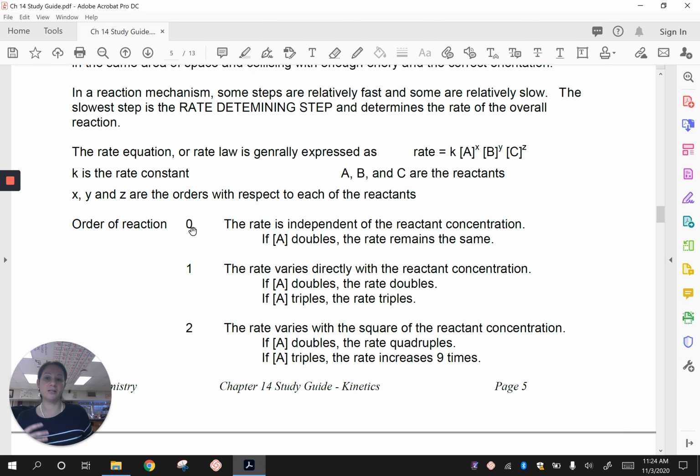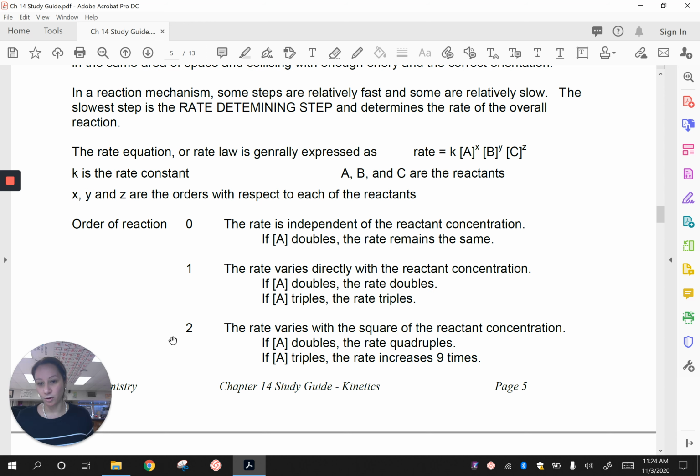And remember we said that power, the order, represents the dependency of the rate on the concentration. So we said if it's zero order, then the rate is not dependent on the concentration. So if I double the concentration, nothing happens to the rate. If that is first order, then the rate varies directly with the reactant concentration. So if I double my concentration, my rate doubles.